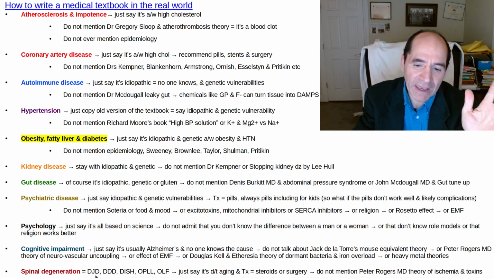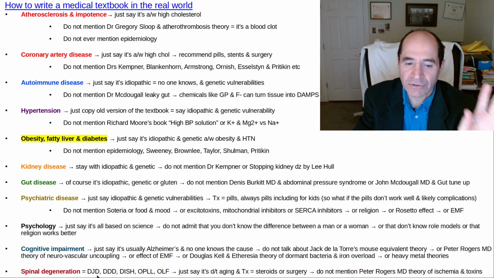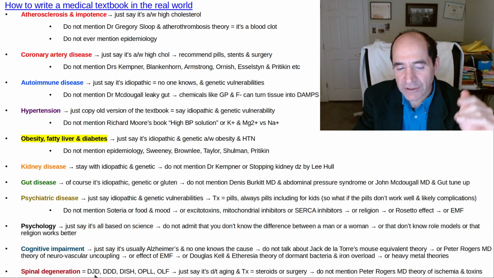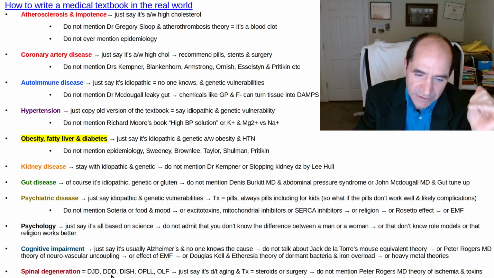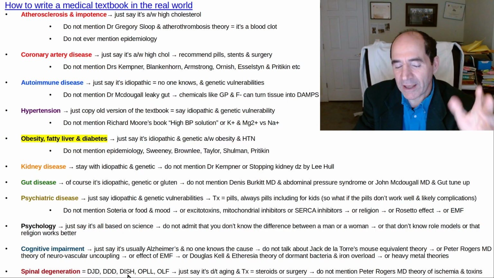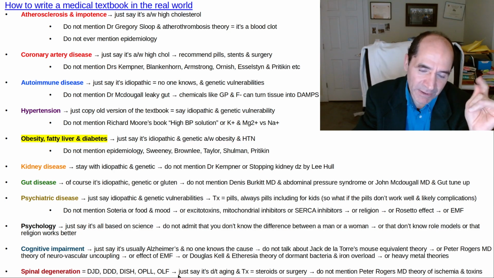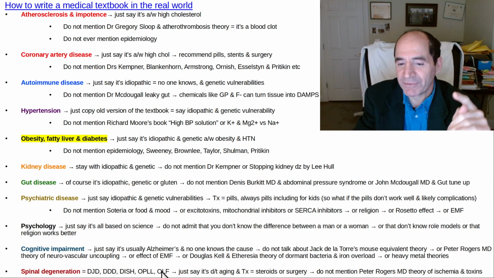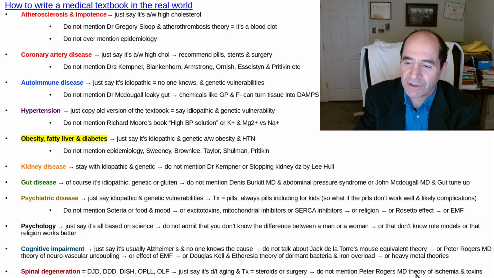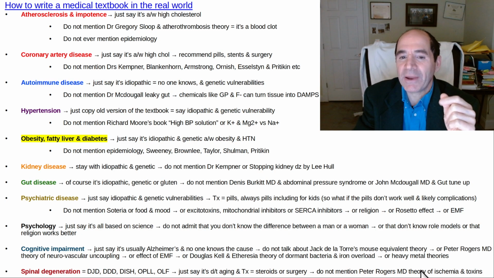Just say it's because of aging. Give them steroids or do surgery on them. This is DJD, degenerative joint disease; DDD, degenerative disc disease; DISH, diffuse idiopathic skeletal hyperostosis; OPLL, ossification of the posterior longitudinal ligament; OLF, ossification of the ligamentum flavum. Just say it's all due to aging. Get them on pills, steroids, and surgery, okay? Don't mention the Pete Rogers theory of ischemia and toxins causing changes to the collagen, okay?